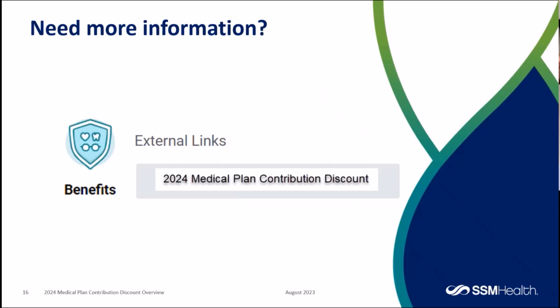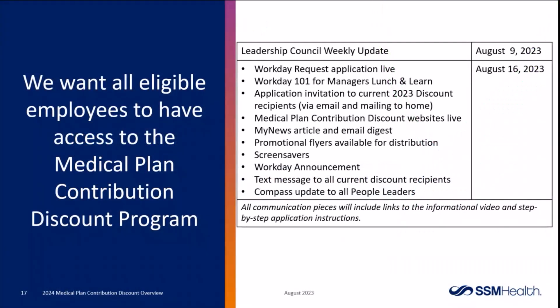Nice. All right. So Rhonda, let's talk about the timeline for all employees to learn more about this program. Right. The information was cascaded through the Leadership Council weekly update on August 9th, and then multiple items are happening today, August 16th. The Workday request application for 2024 is now live. You are in the Workday 101 for Managers Lunch and Learn. An invitation is being mailed to current participants, reminding them to reapply for the discount. The medical plan contribution discount tile is live on the benefits website.